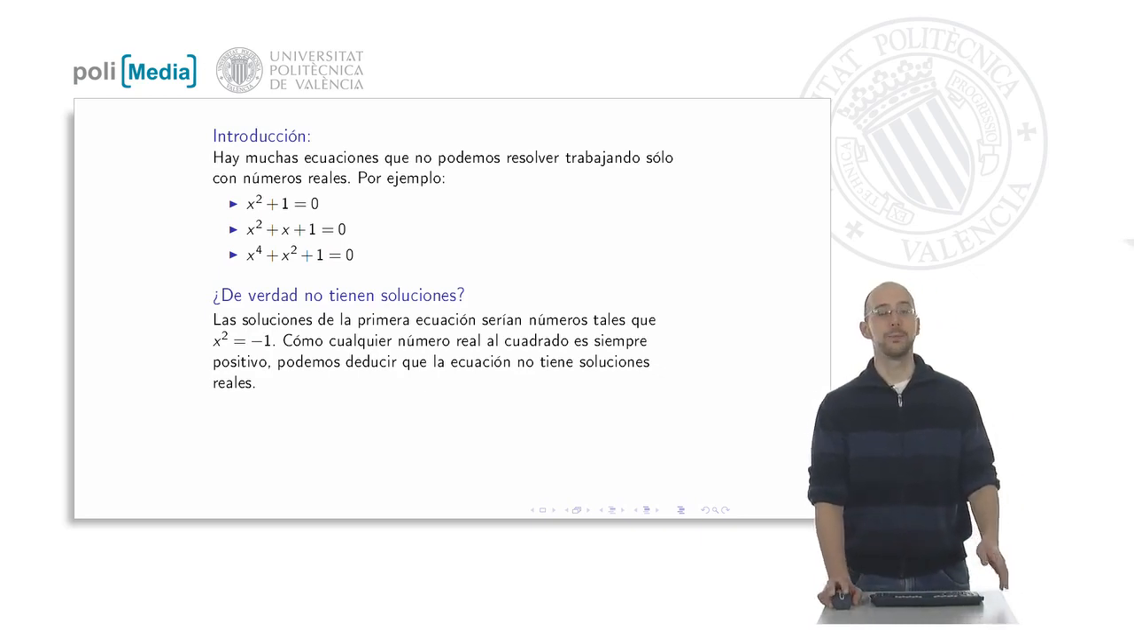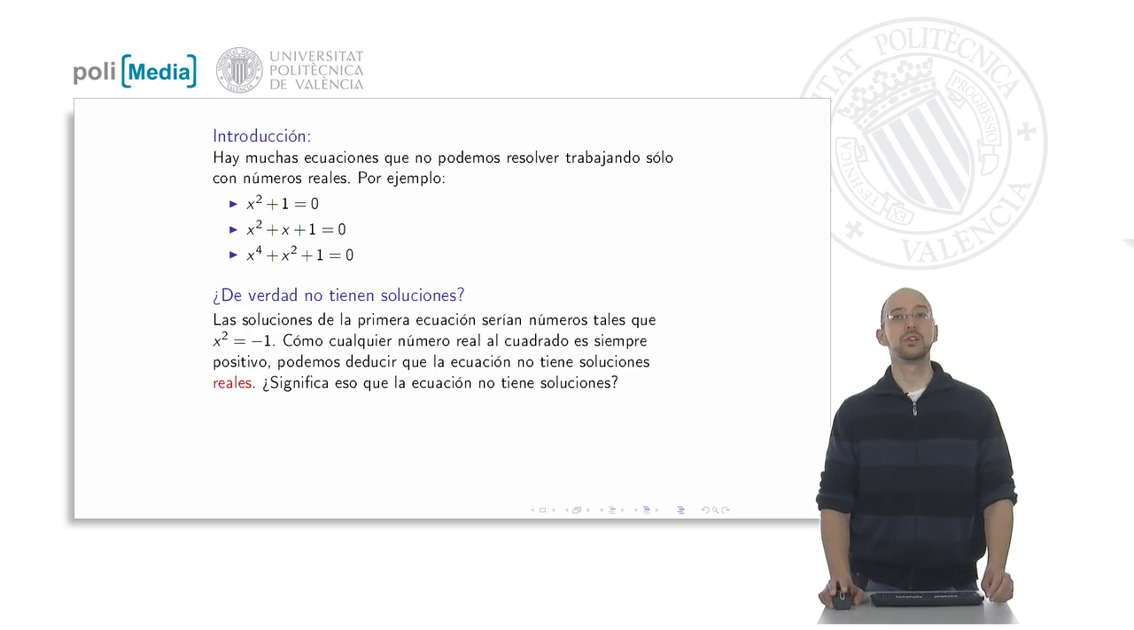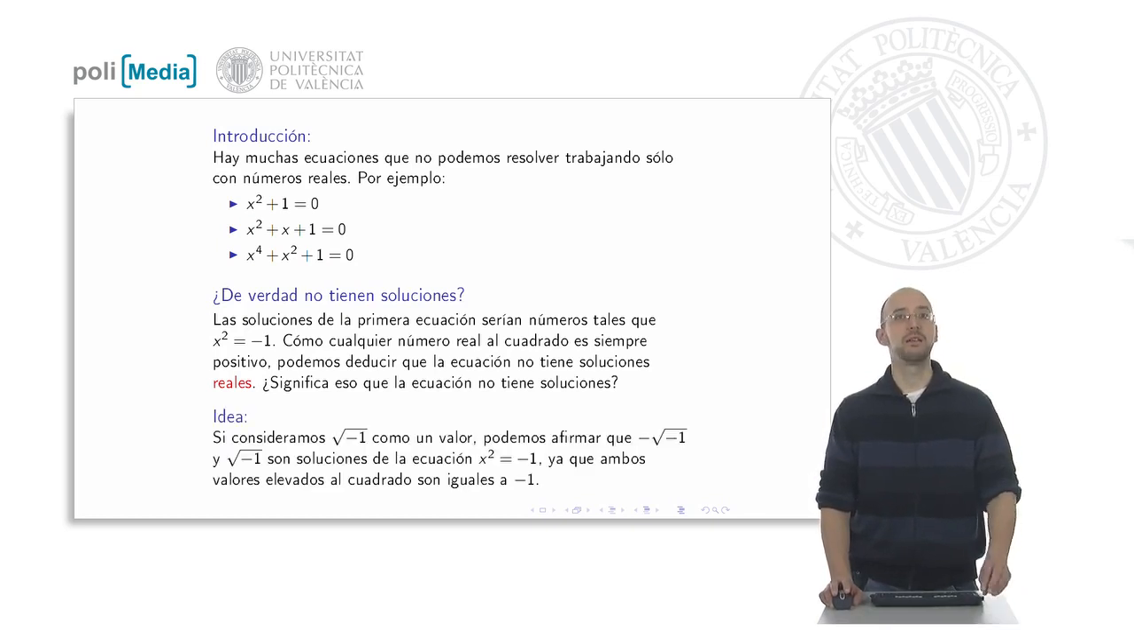Well, is there anything that can be done about that? Does this mean that the equation has no solutions? Well, it has no real solutions. Let's define a new number. What if we choose minus root of minus 1 as a value? In that case, minus root of minus 1 and root of minus 1 are solutions of the equation x squared equals minus 1. That's right, it's very easy to see that. Specifically, if we take just the root of minus 1 and square it, that gives us minus 1 simply. That is, it is a solution of the equation x squared equals minus 1.